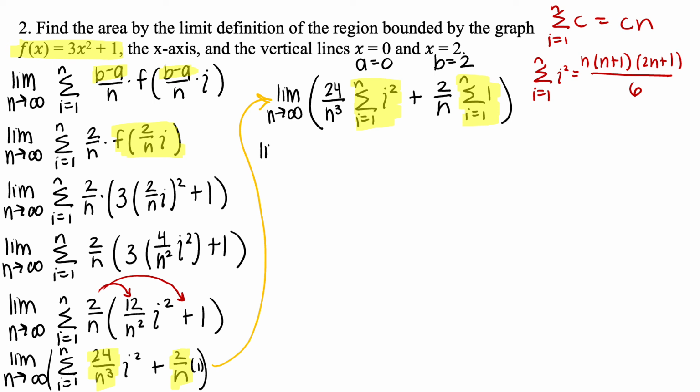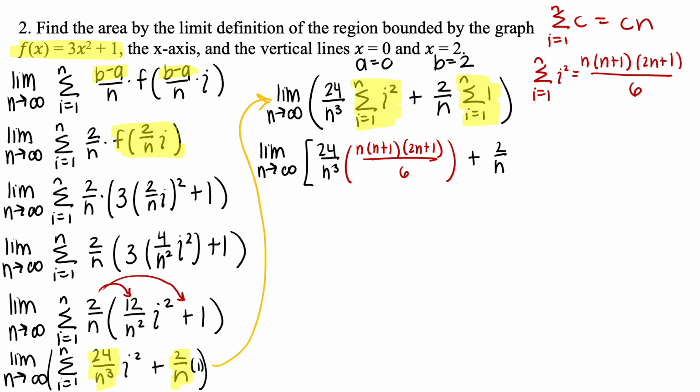So keeping our limit as n goes to infinity, let's keep our 24 over n cubed, and let's replace this i squared with n times n plus 1 times 2n plus 1 all over 6. Plus, let's keep our 2 over n, and then the sum from i equals 1 to n of 1 is just going to be n. Whoops, wrong bracket.